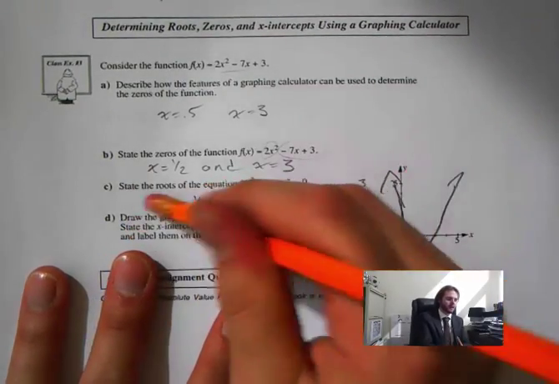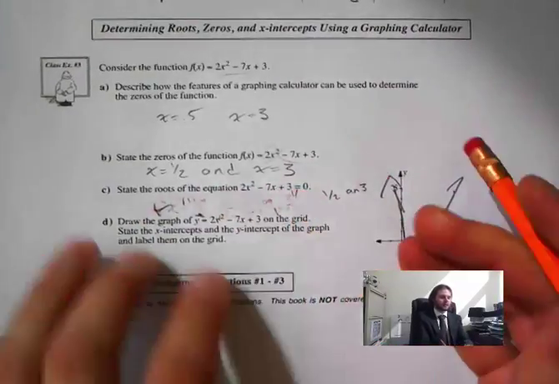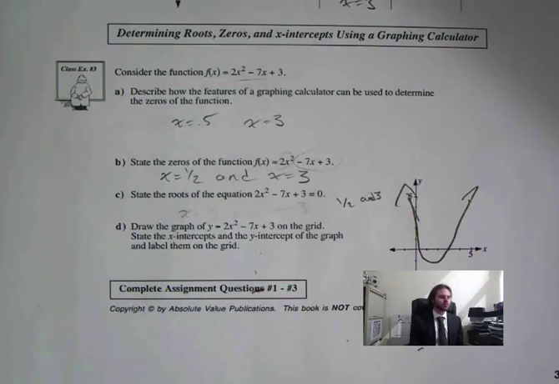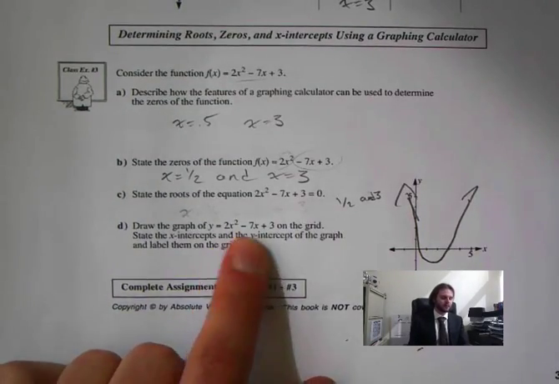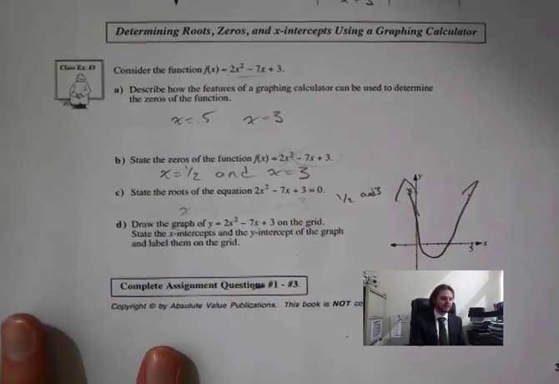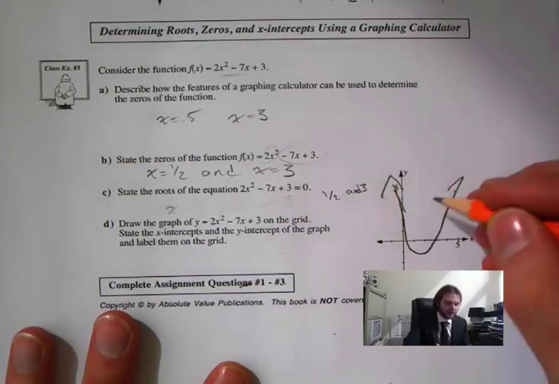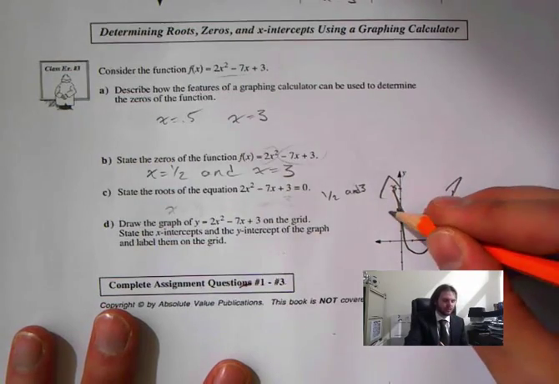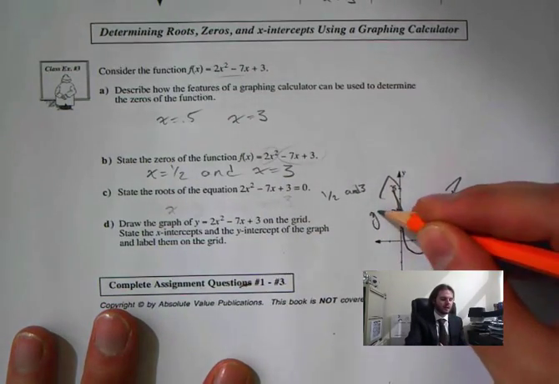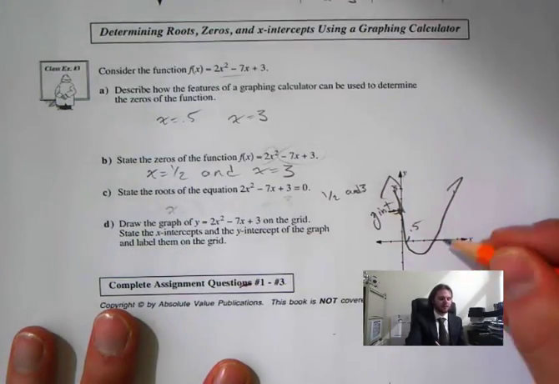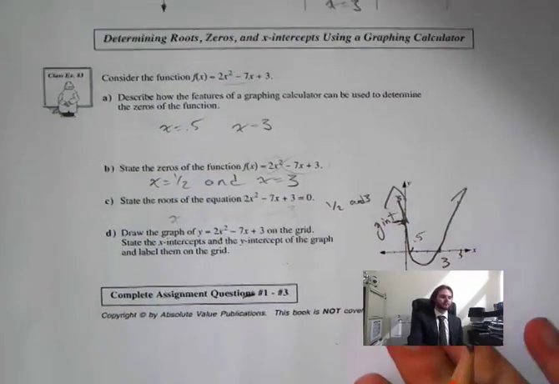You don't even have to say that x equals this. Now it says draw the graph of y on the grid and state the x-intercept and y-intercept of the graph, and then label them. Well, my y-intercept is going to have to be 3. So this here has to be my y-intercept. My x-intercept is 0.5, and this here is 3. And that's it.